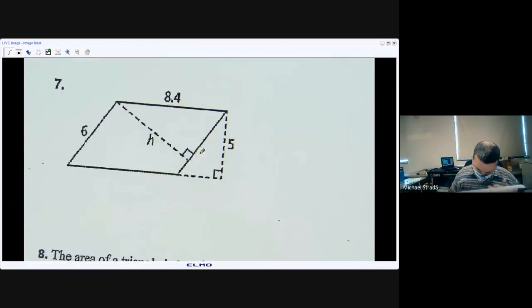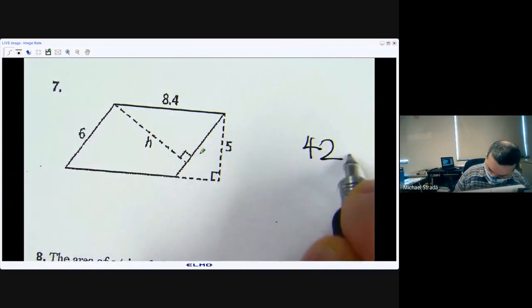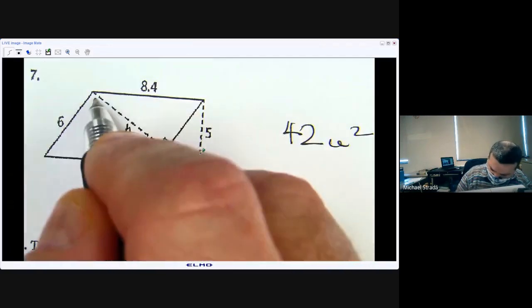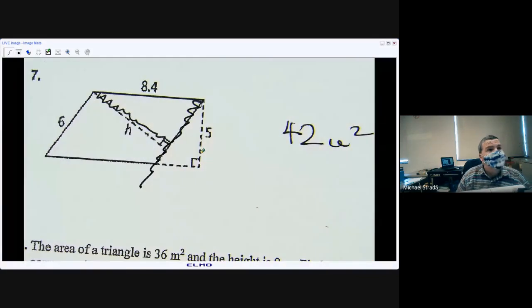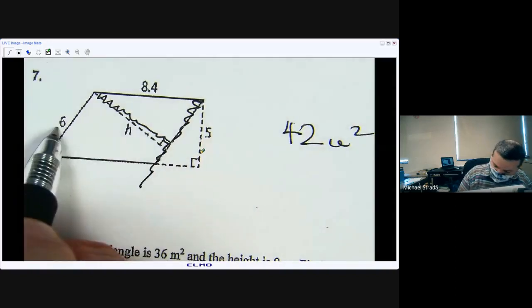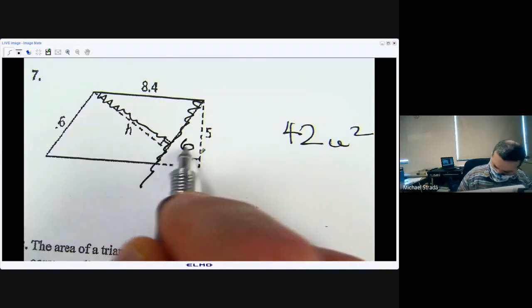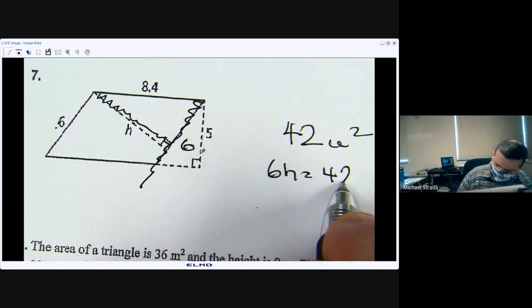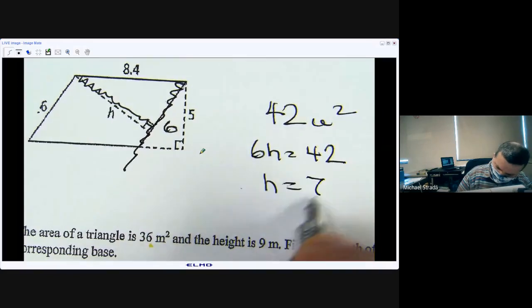All right. So if I do the area, I would do 5 times 8.4, which gives you an area of 42 units squared. Everybody good with that? Okay. But if I'm going to get the area, that times that should also work, correct? Well, opposite sides of a parallelogram are equal. So if that side is 6, this side is also what? 6. So 6h would give me the same area, which is 42. How do I get rid of multiplication by 6? Divide by 6, and h equals 7.